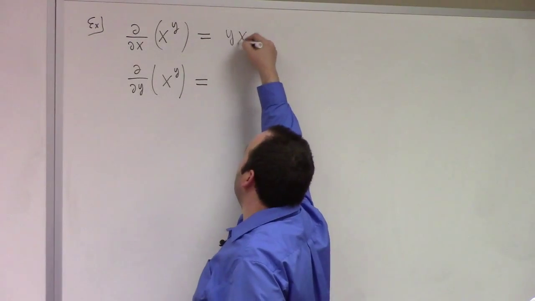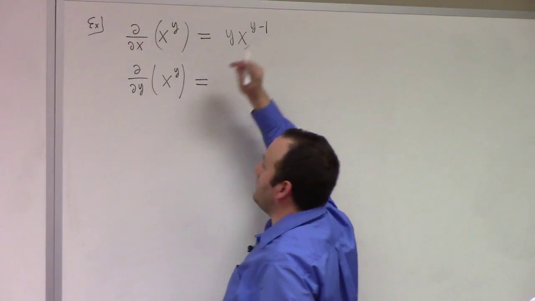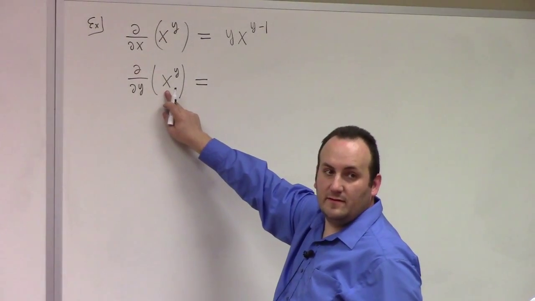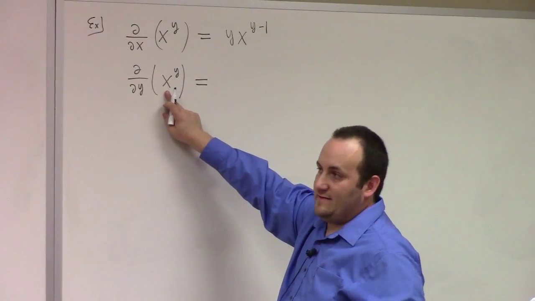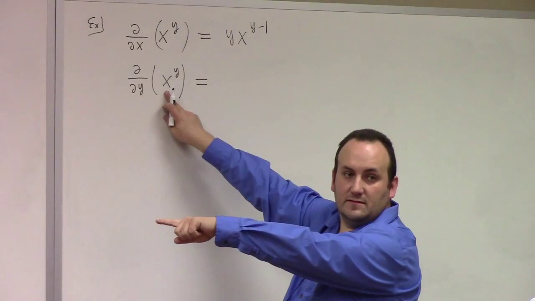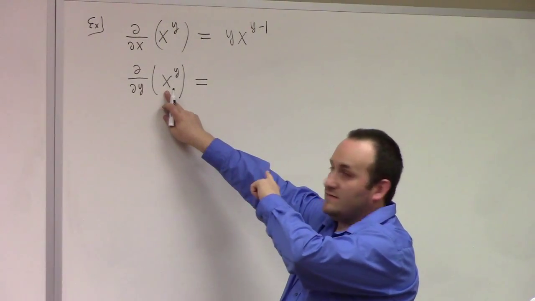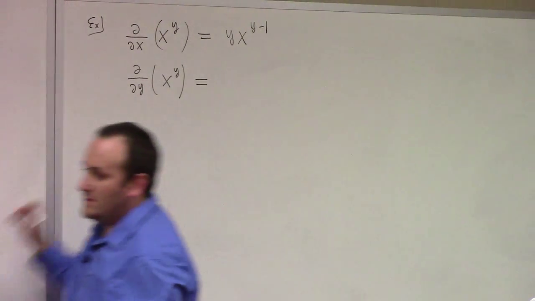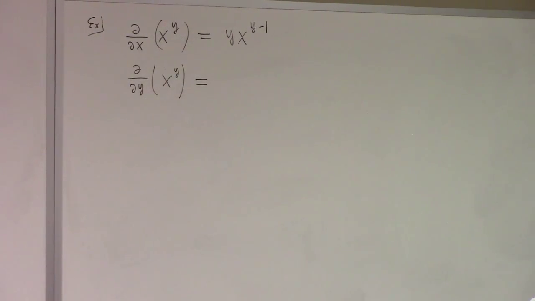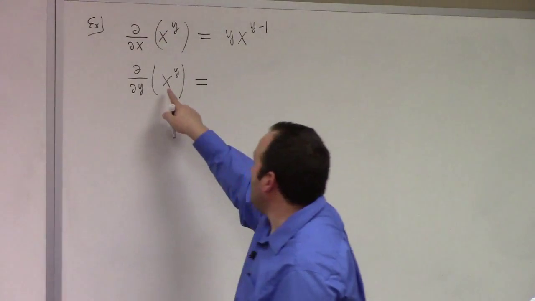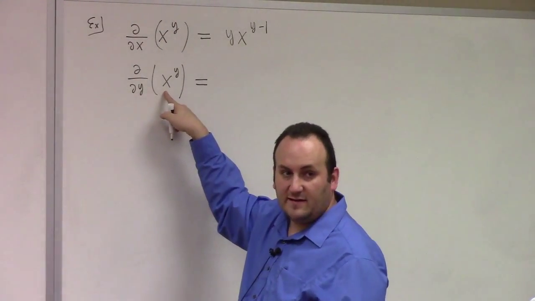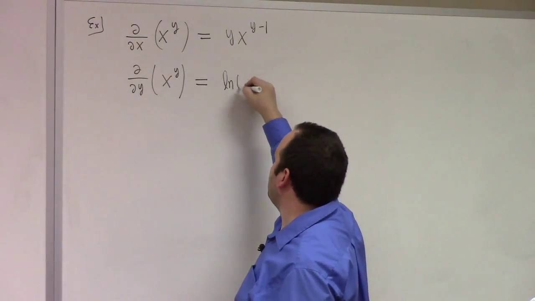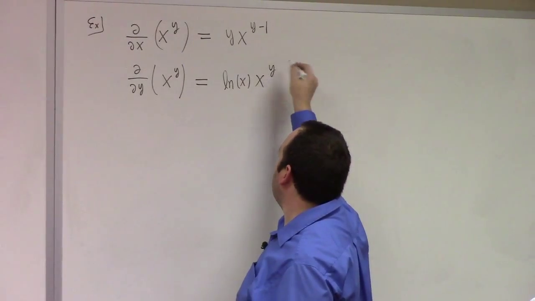This is y times x to the y minus 1, right? Now here, the base is constant. That's like the a derivative we just did. And then the y is the variable. In an exponential function, the variable is in the exponent. a to the x is an exponential function; x is in the exponent. A power function has the variable in the base. Anyway, this is an exponential function with respect to y. So this is actually natural log of x times x to the y.